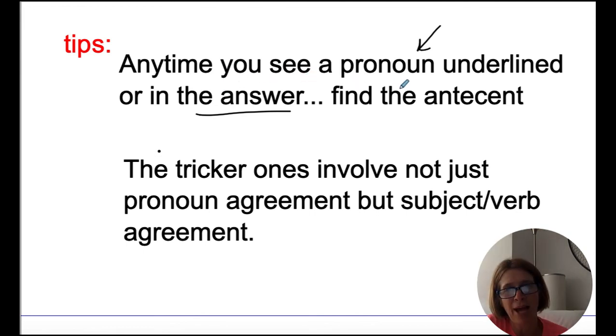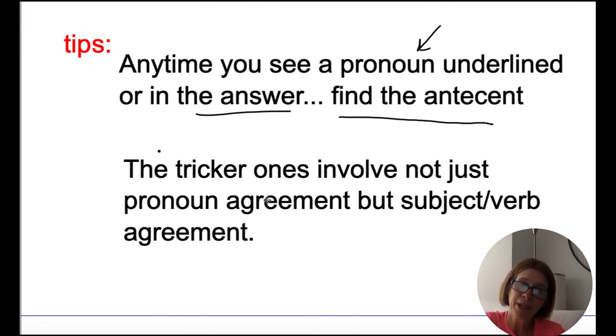All right, so final tip. Anytime you see a pronoun underlined or in the answer, find the antecedent. The trickier ones involve not just pronoun agreement, but possibly subject-verb agreement as well.